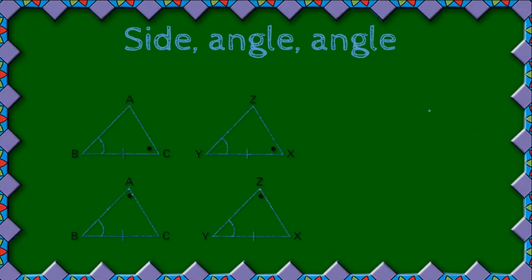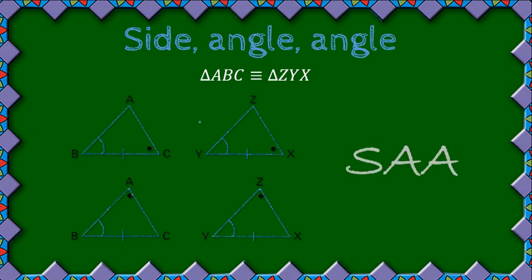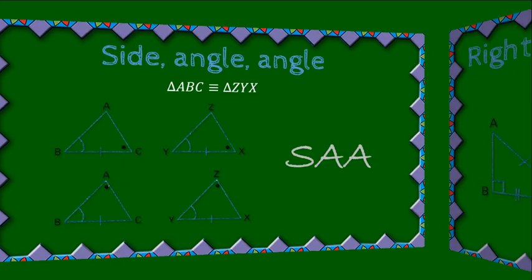Then you can have two angles equal and one side. So then the condition is side, angle, angle. And an example, as you can see here, we've got these two angles, B equal to Y and C equal to X, and then we've got one pair of sides that are equal, so therefore triangle ABC is congruent to triangle ZYX. Your reason will be side, angle, angle.